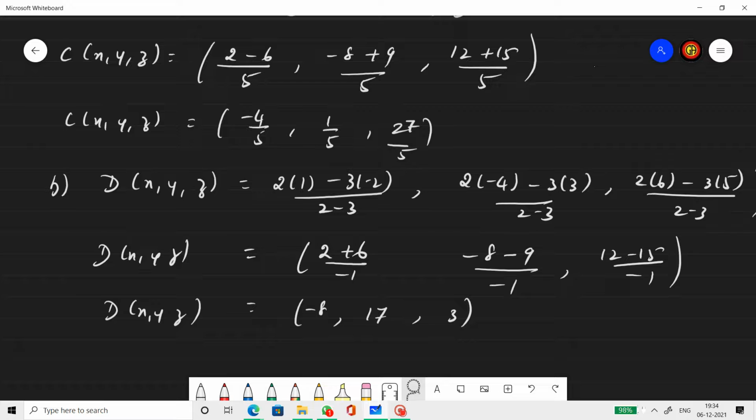Now if they ask for external division, I have taken that point as D. So D divides AB externally in the same ratio. So it is minus. Whatever we did with plus, we're going to do with minus. That's all. So you're getting the point as (-8, 17, 3).